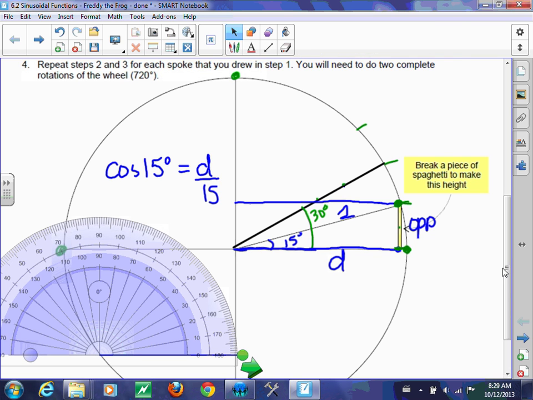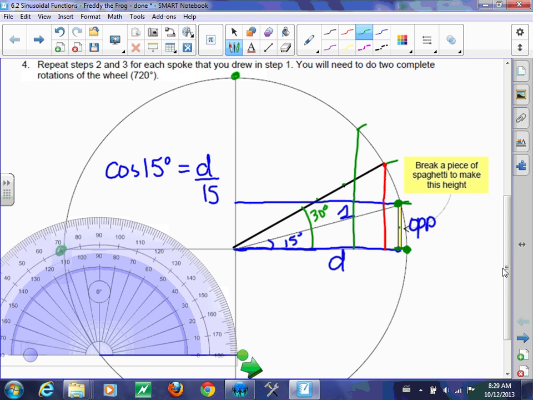Then I want you to take a look at the second one, so 30 degrees. So for 30 degrees, ladies and gentlemen, you're up here. So again, you draw the height here, and then you break that off again using the spaghetti, and I would break two of them off for that measurement. And then what you're going to do is actually build a graph with different heights, and you're going to find some patterning as you go. So after you glue those two, do the next two, and then keep going and keep going.